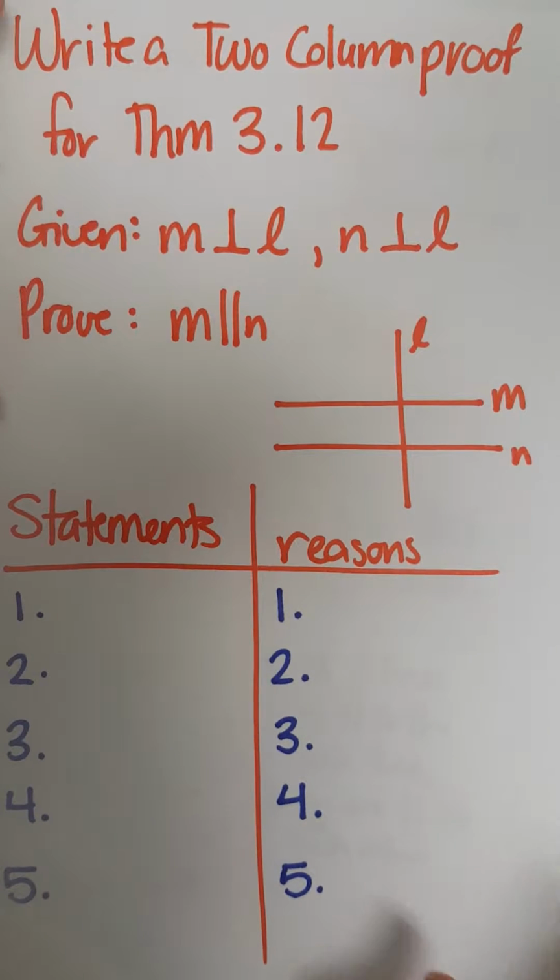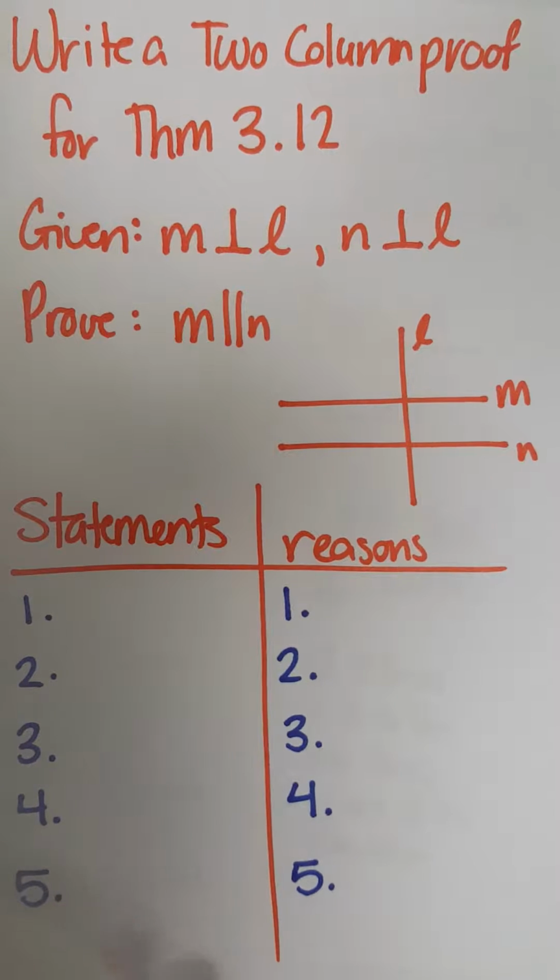Okay, write a two-column proof for theorem 3.12. Given M is perpendicular to L and N is perpendicular to L, prove that M is parallel to N. I've given you the number of steps here. Would you be able to work through this piece by piece? Just start with something at the beginning and see if you can go through and get to it piece by piece. This isn't too challenging of a proof.